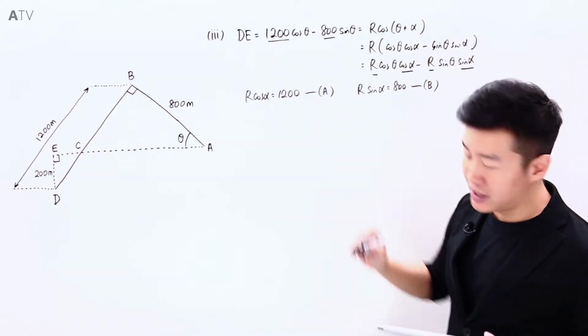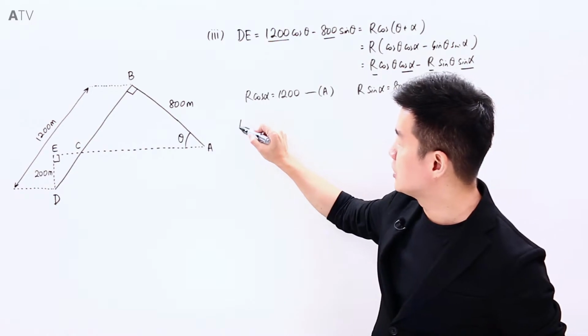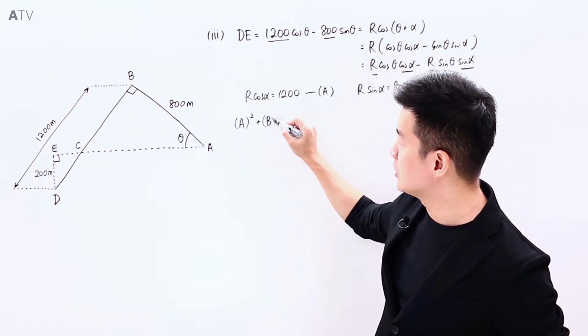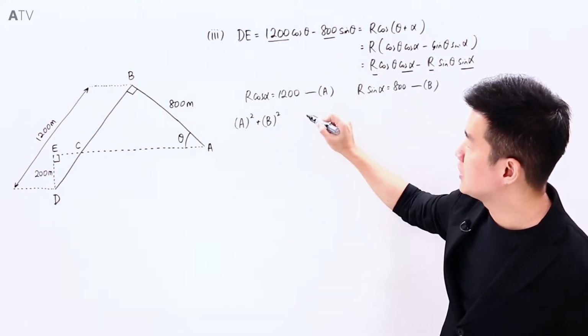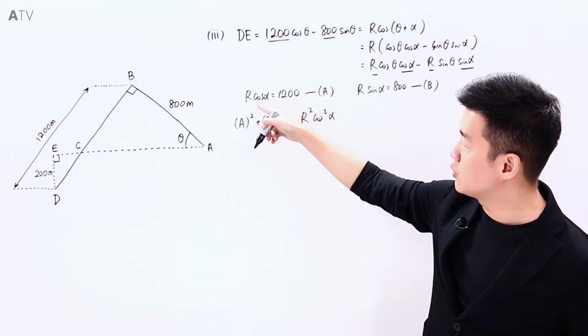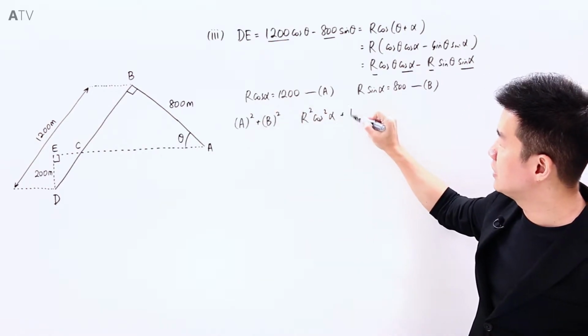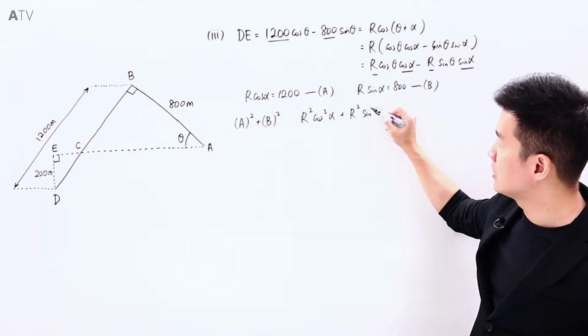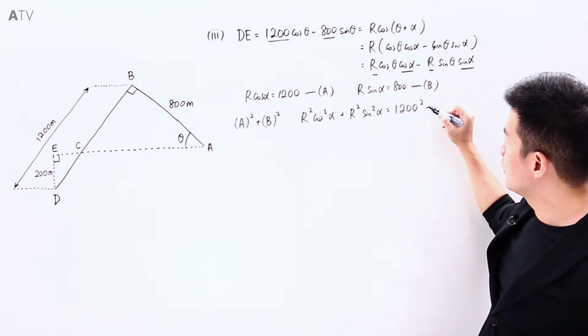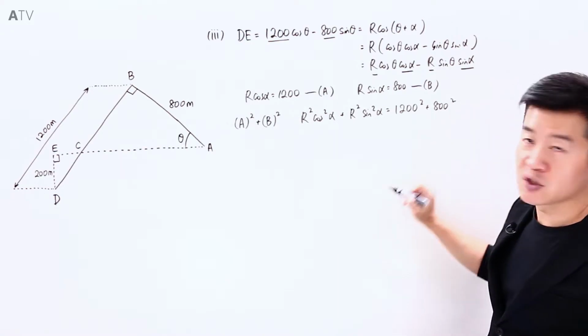In order for me to find R, let's take equation number A. We will square it and plus equation B. And this will give us R square cosine square alpha. If I were to square this, plus if I were to square this, it is going to be R square sine square alpha. This will be 1200 square plus 800 square.